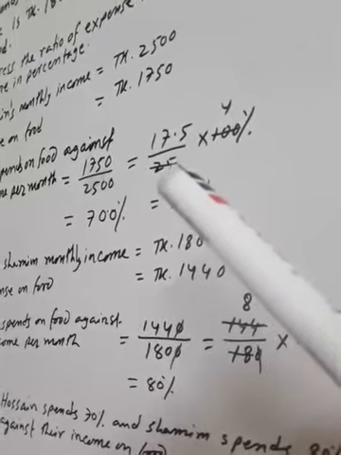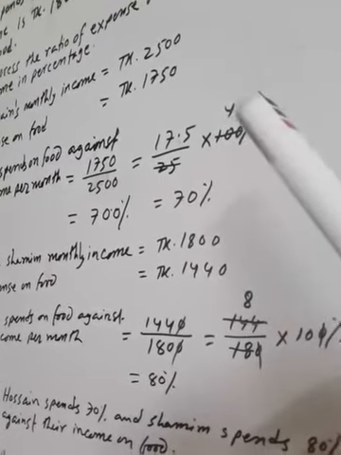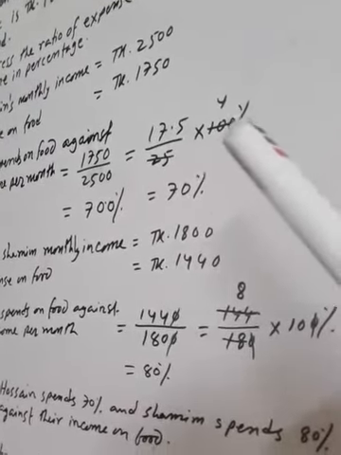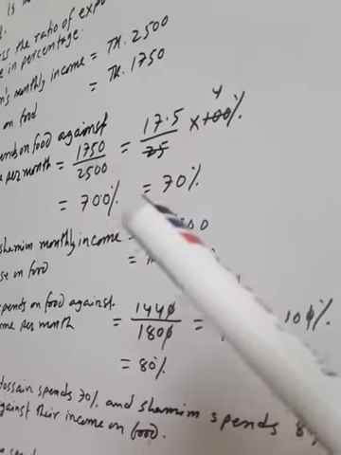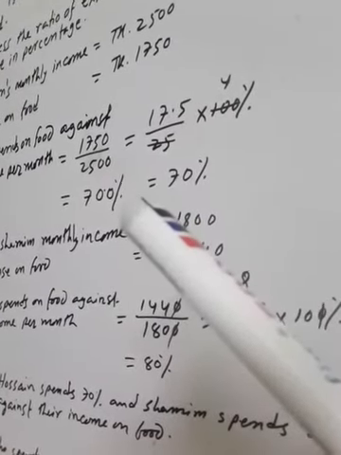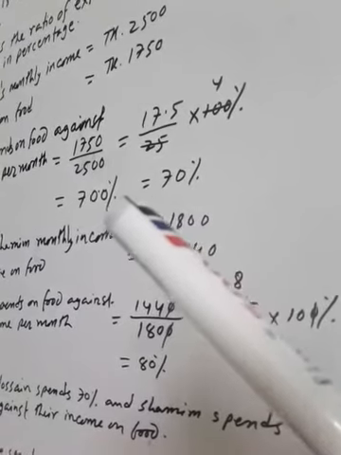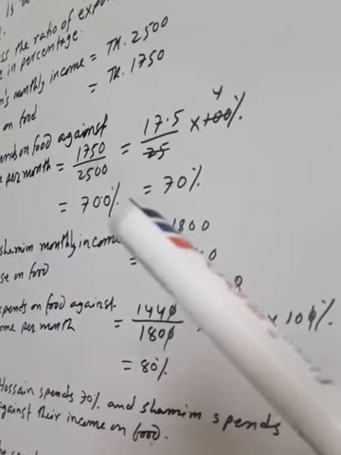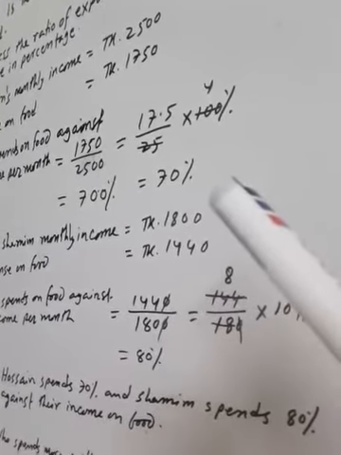100 divided by 25 equals 4. 17.5 multiplied by 4 equals 70.0%. 70.0 means 70%.